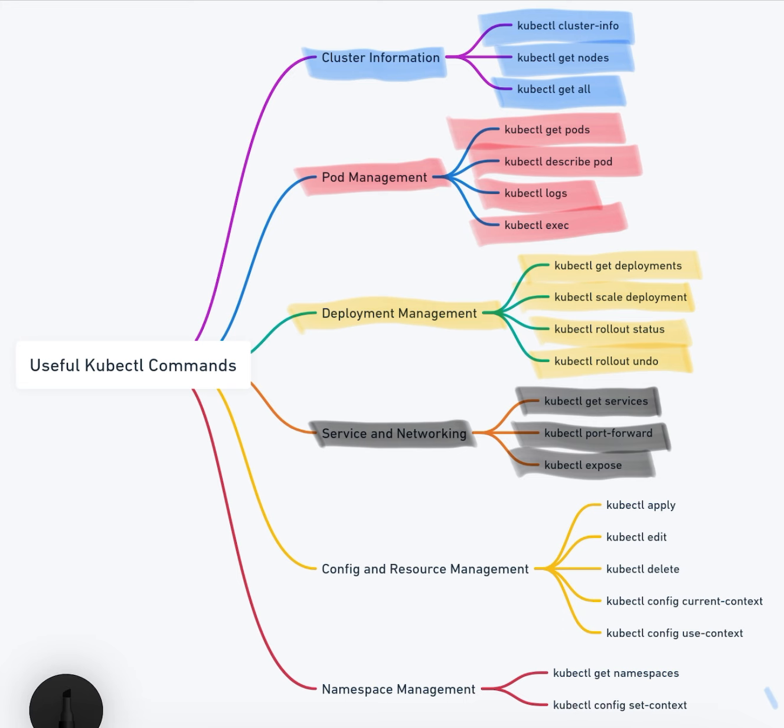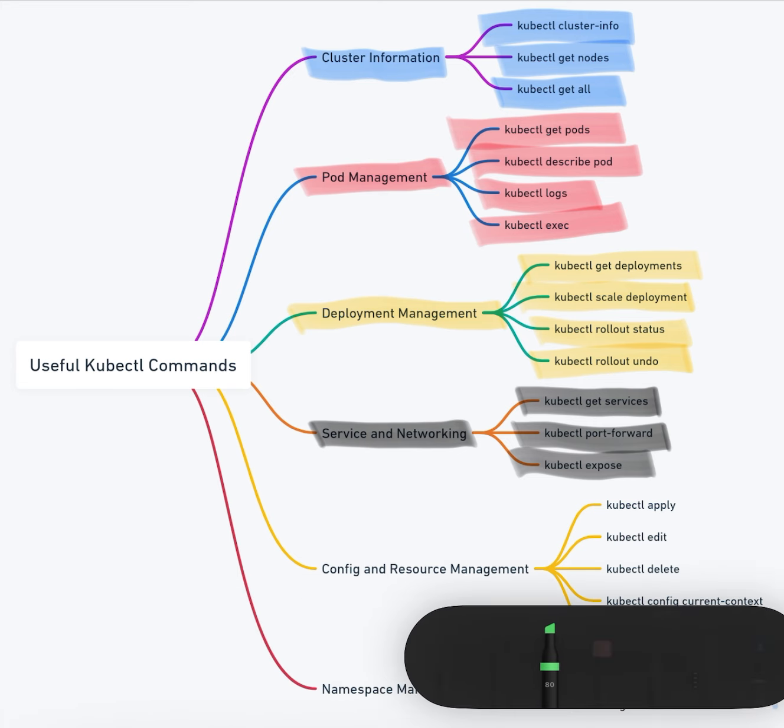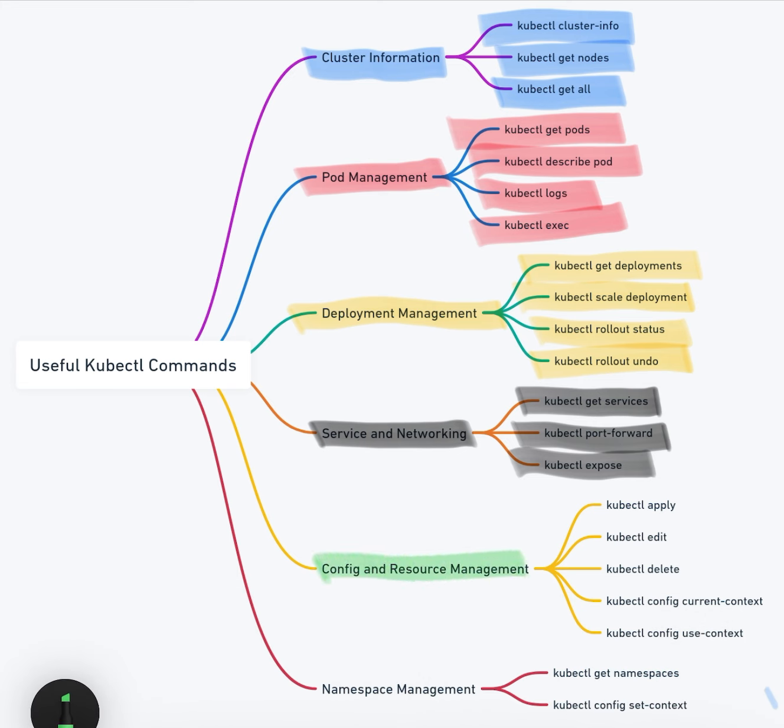5. Config and resource management. kubectl apply applies a configuration file, YAML or JSON, to create or update a resource. kubectl edit opens the configuration of a resource in a text editor for manual editing. kubectl delete removes a specific resource, such as a pod, deployment, or service.